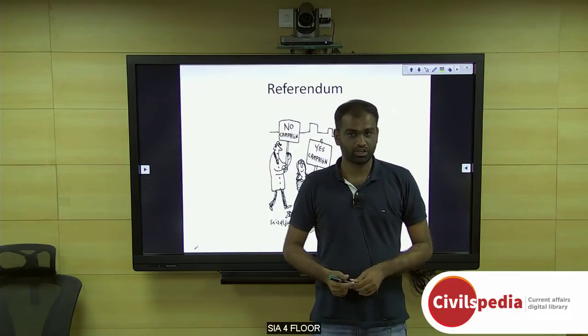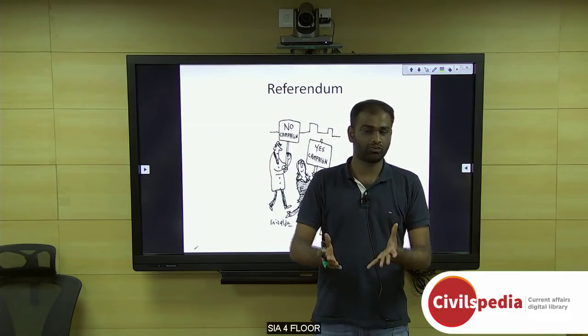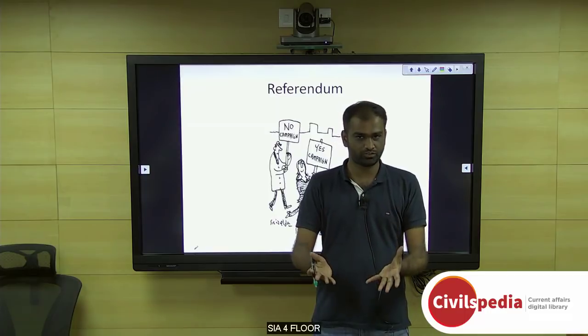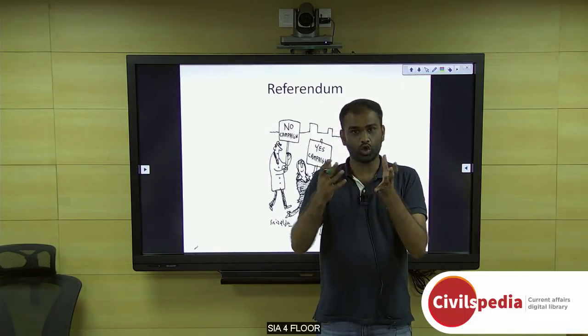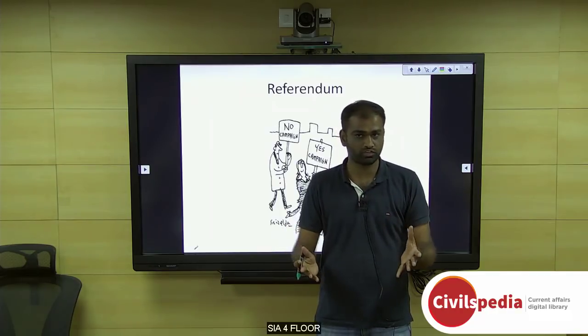So coming to our last topic of today, we'll be looking at the device called a referendum. We'll do a critical analysis of this device, referendum. So a referendum is used in direct democracy. If we talk about democracy, there are two broad types of democracy.